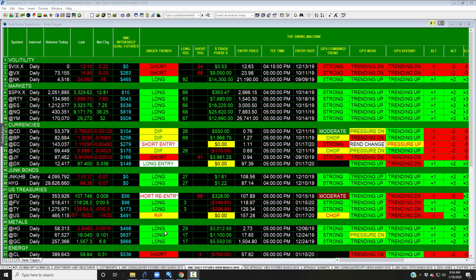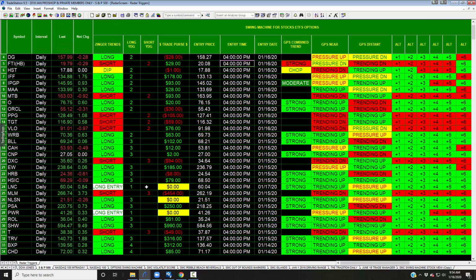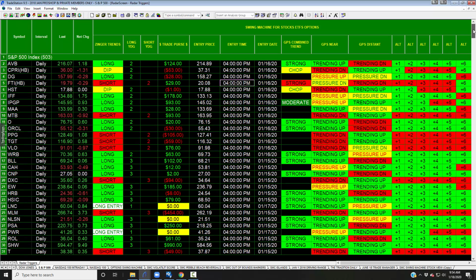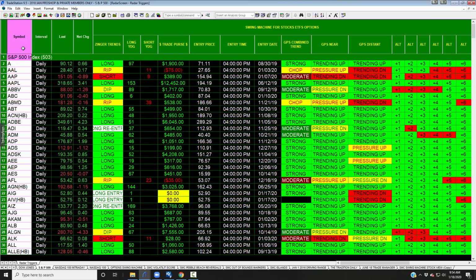What about stocks, you ask? Let's go look at the stocks. Let's open up with me the S&P 500. Now, we assume that one put in a 100 lot share to buy or sell with Swing Machine to calculate what we call the trade purse. We can sort in alphabetical order, or we can sort by the trade purse, which is what we're going to do today.